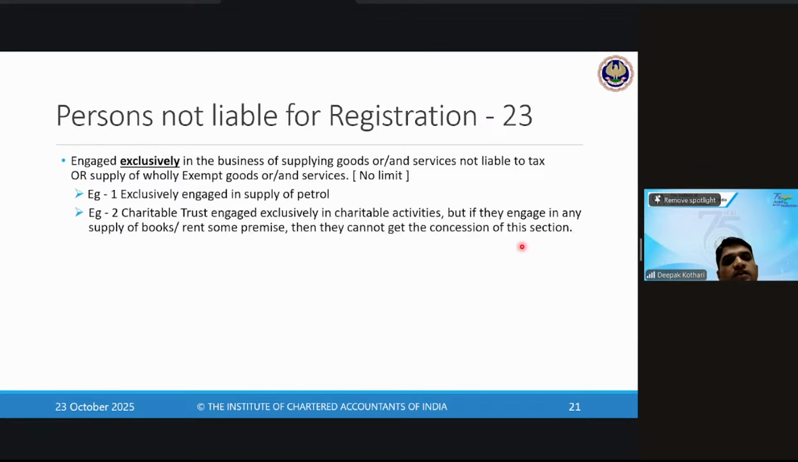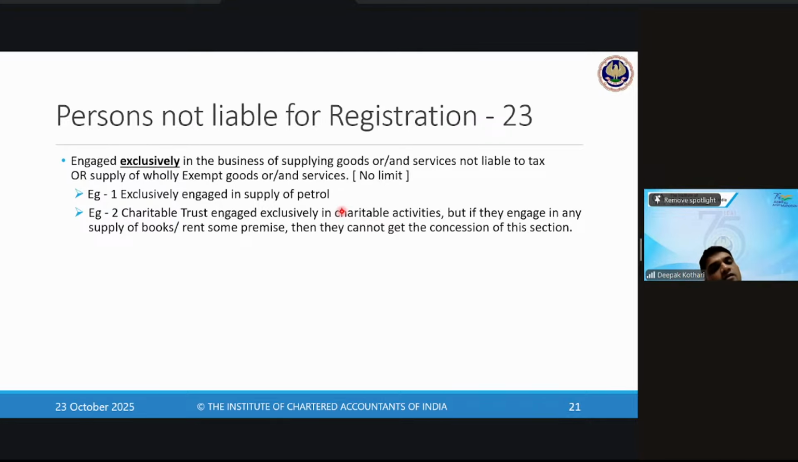What are these categories? A person who is exclusively engaged in supply of petroleum products. I'm just giving an example because petroleum is outside the GST. So if you're dealing only in petroleum products, then you do not have to take registration because it is supply of goods which is not liable to tax, right?